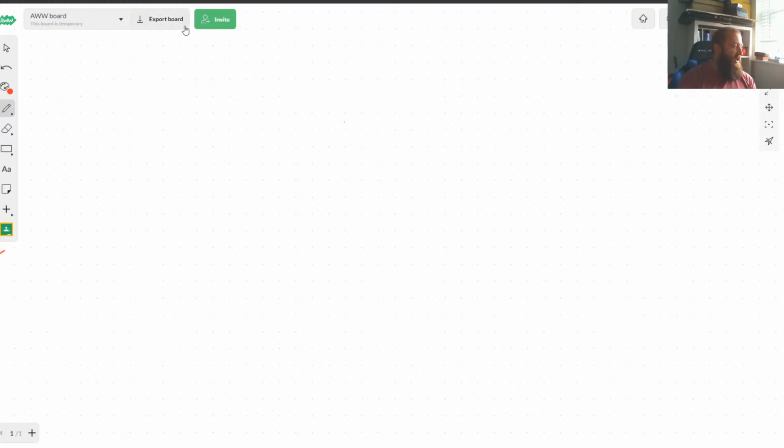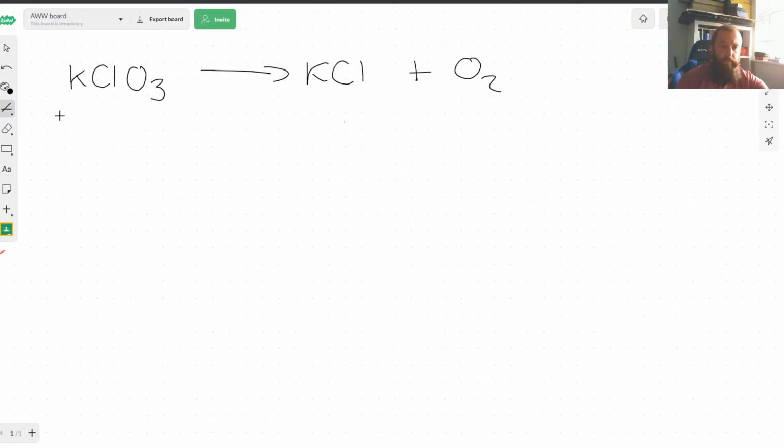Let's go down and choose one. Which one should we do? Let's do this one. So another molecule that breaks down into potassium chloride and oxygen. It's even too skew for me, that one. It's better.